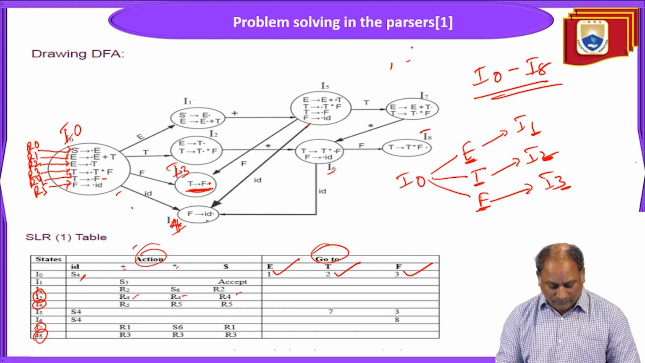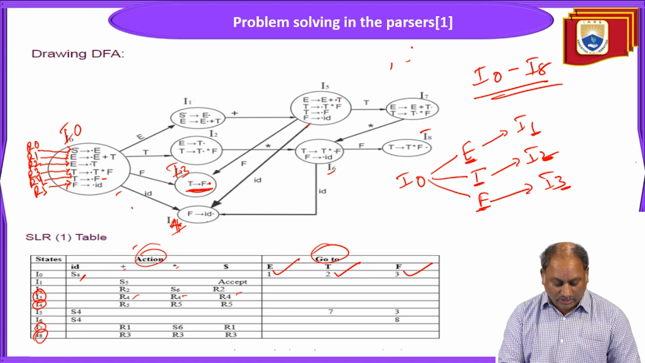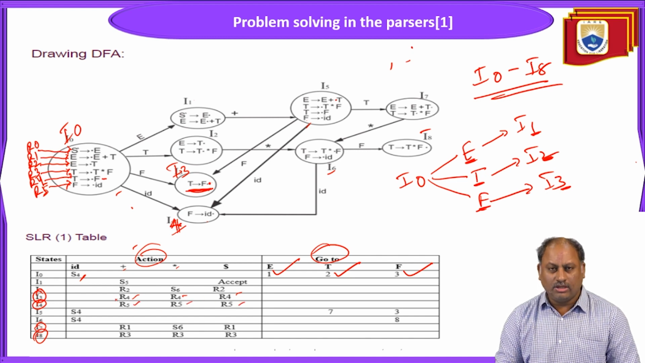I4 also, F derives ID. See, F derives ID is the last one. So I5, so the R5. This R5 is to be written across all the rows of the action part. And I7. I7 is the one which should be considered here. I7 contains E derives E plus T. So E derives E plus T is to be written as R1 plus the shift.